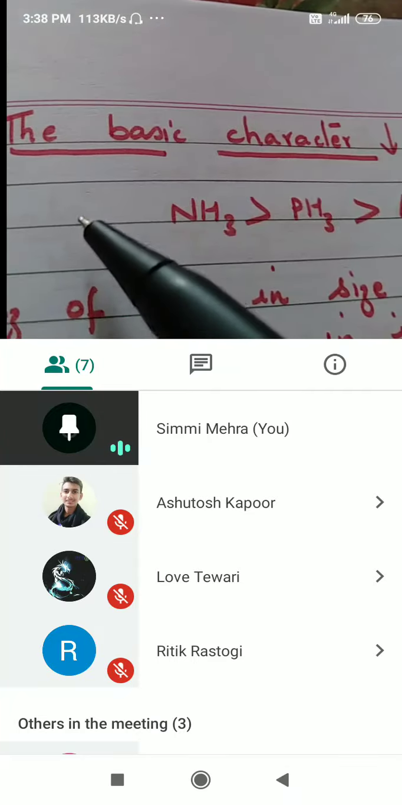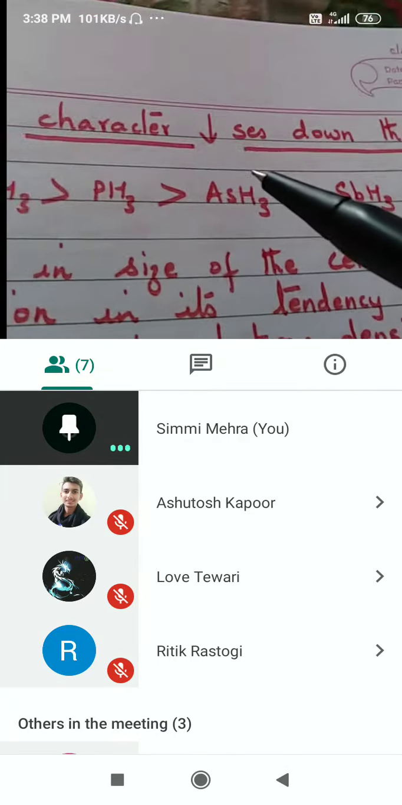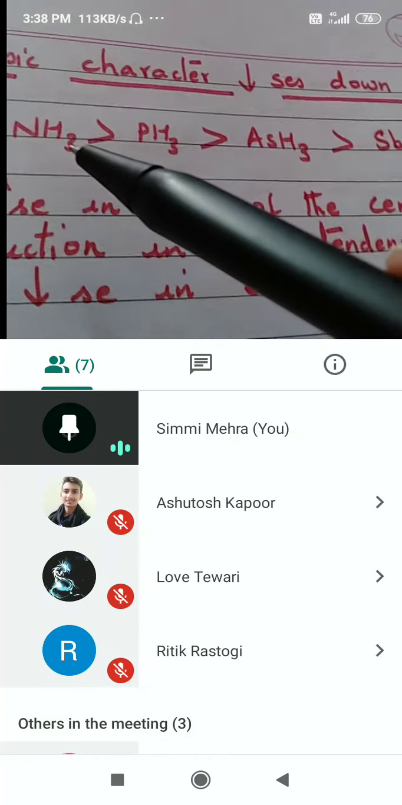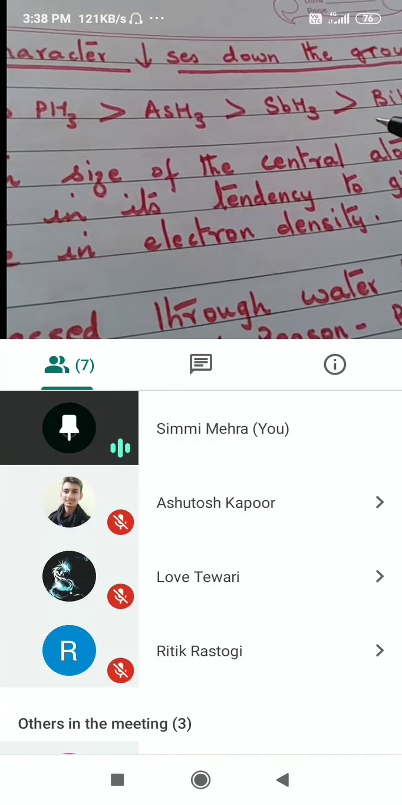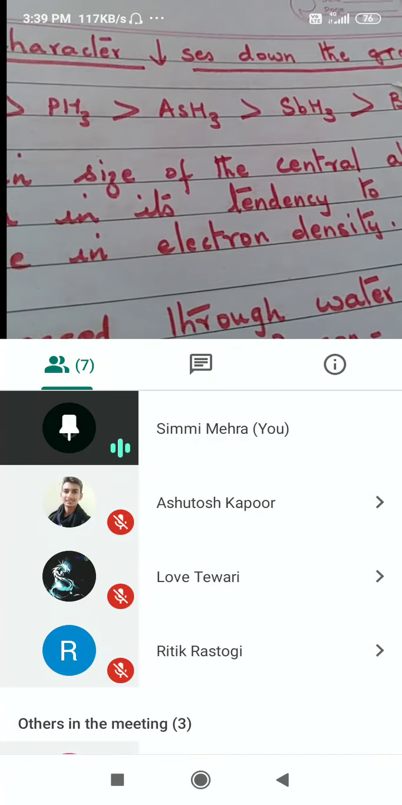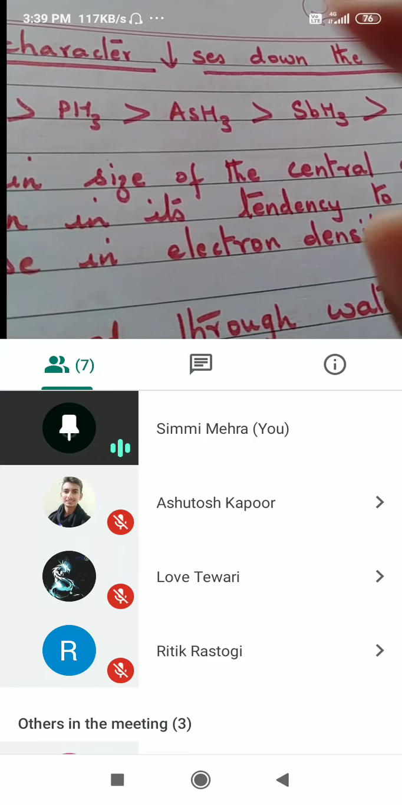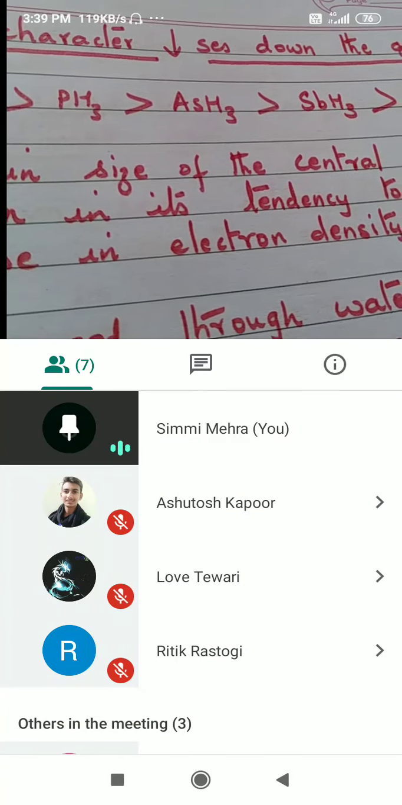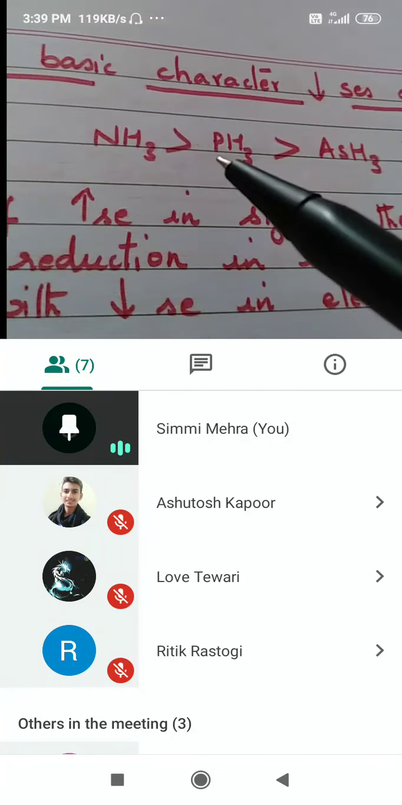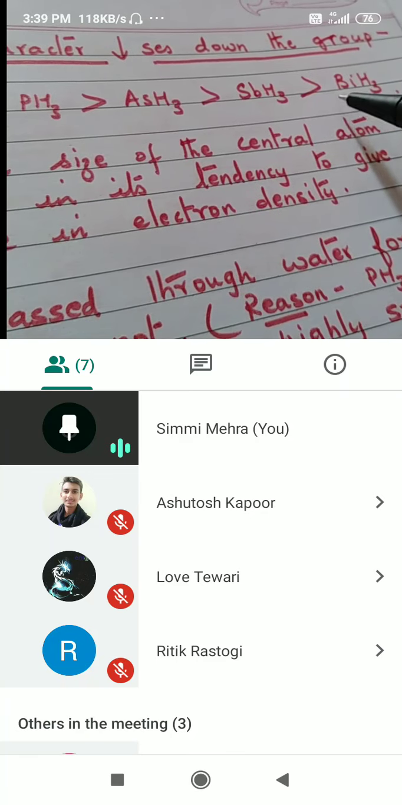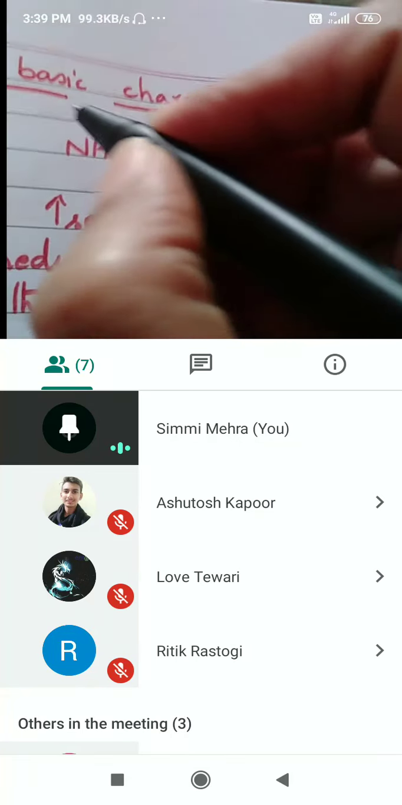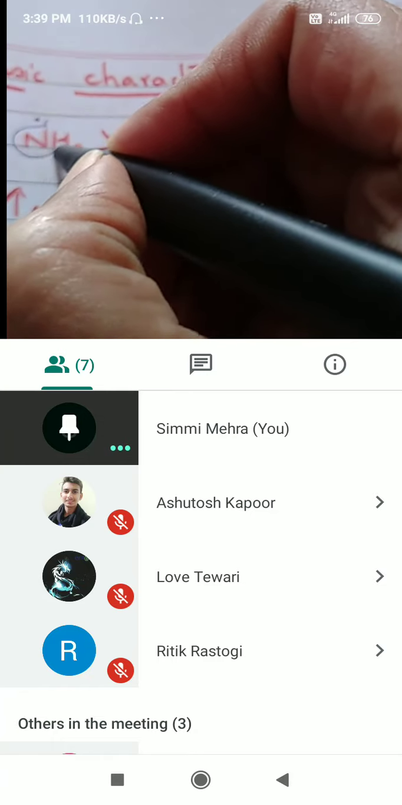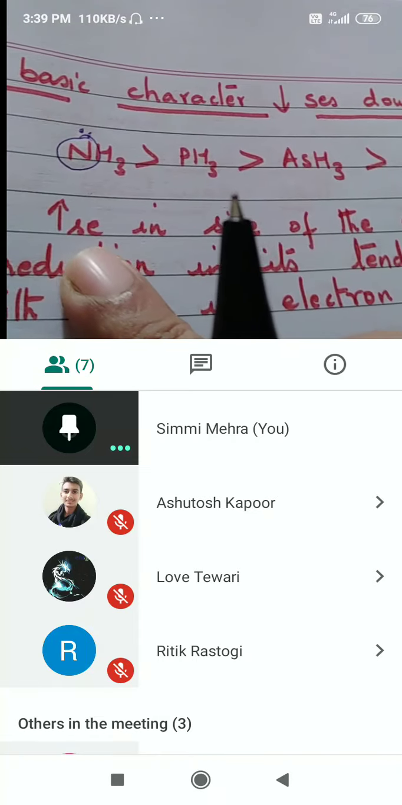Next, the basic character increases down the group. Why? What is increasing? Size is increasing. If size is increasing, the lone pair which is present is distributed over a larger area. So it is easier for the element to give its lone pair. Is that clear? It will be easier. Here the lone pair is more concentrated on a smaller atom like nitrogen.